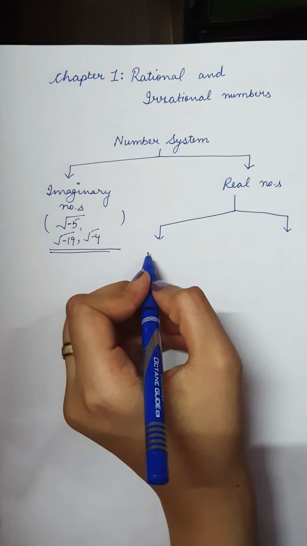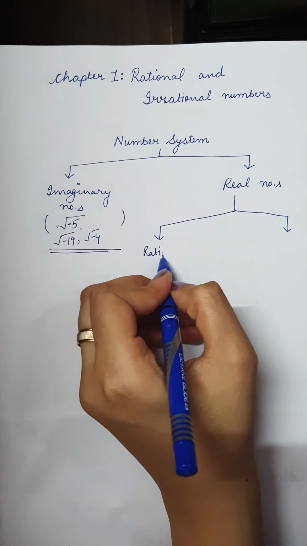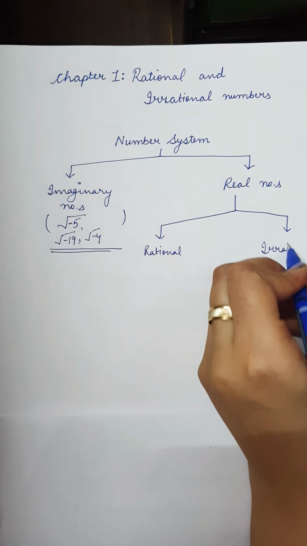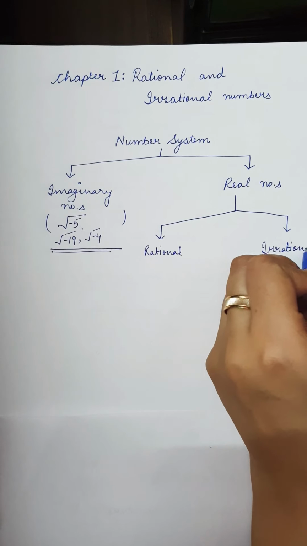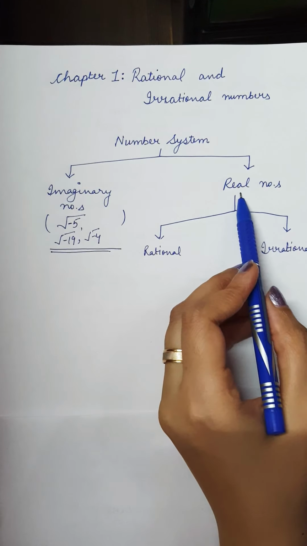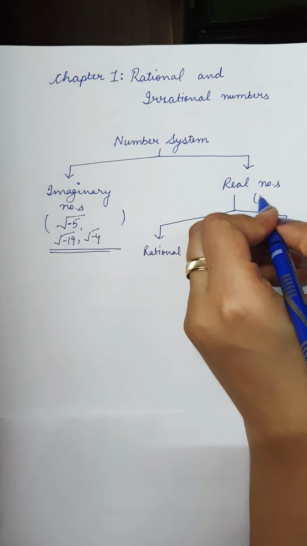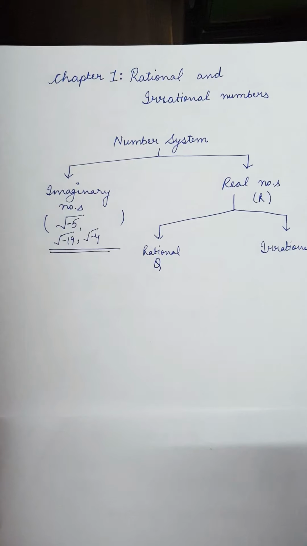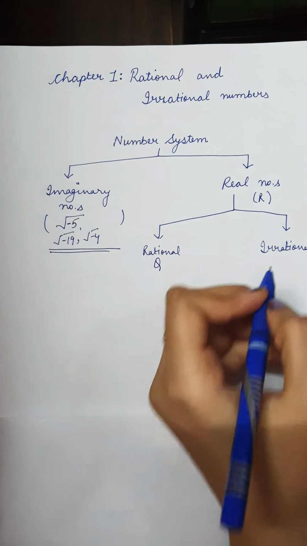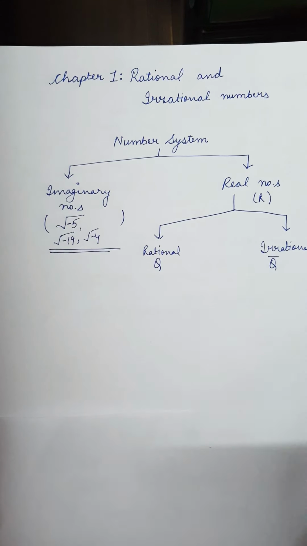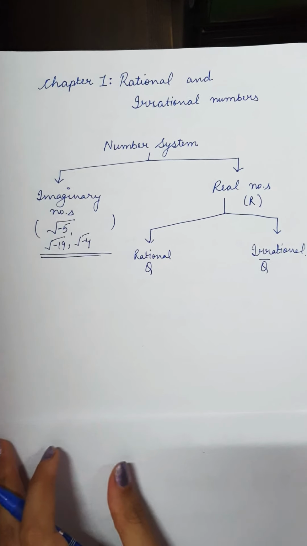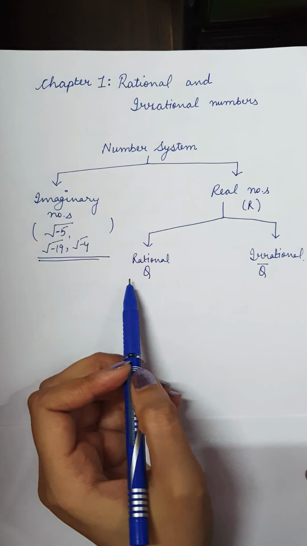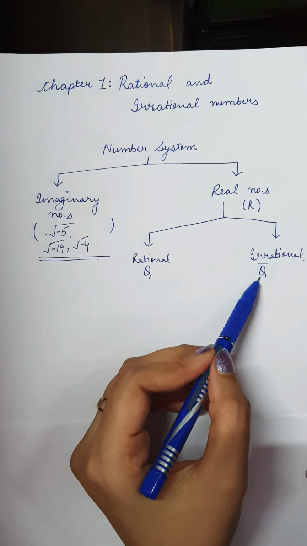Now in real numbers we have two types of numbers. The first one rational and the second one irrational. Symbol of real numbers capital R, symbol of rational numbers capital Q, symbol of irrational numbers Q bar on top. So you should know all these symbols as well. So now, what are rational numbers and irrational numbers?